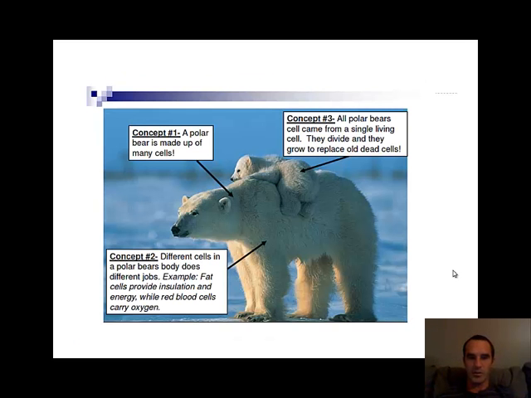And I got a little visual for you. So concept 1, a polar bear is made up of many cells. Concept 2, different cells in a polar bear's body do different jobs. And concept 3, all polar bear cells came from a single living cell. So the polar bear baby came from its parents. What specifically? From cells from a mother and father polar bear that came together to make that baby polar bear.